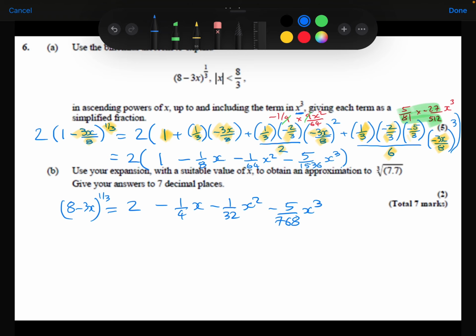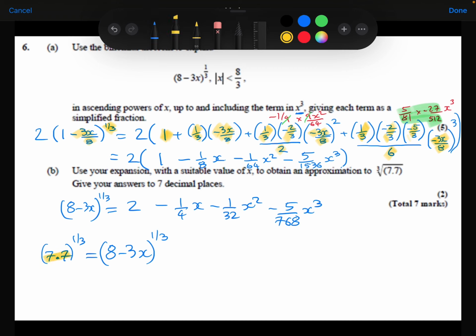Part B says to use that expansion with a suitable value of x to obtain an approximation for the cube root of 7.7. So the cube root of 7.7. Well, cube roots, that's just like me saying power of 1/3. So this is the same thing as saying (7.7)^(1/3). Let me compare that to my expansion, because it does say to use my expansion.